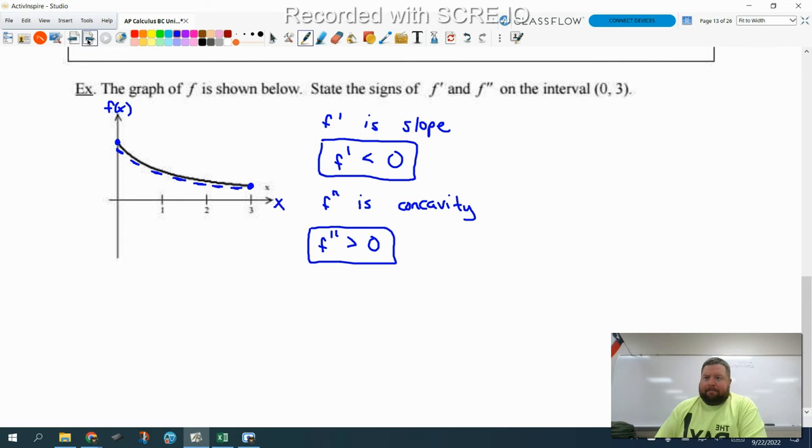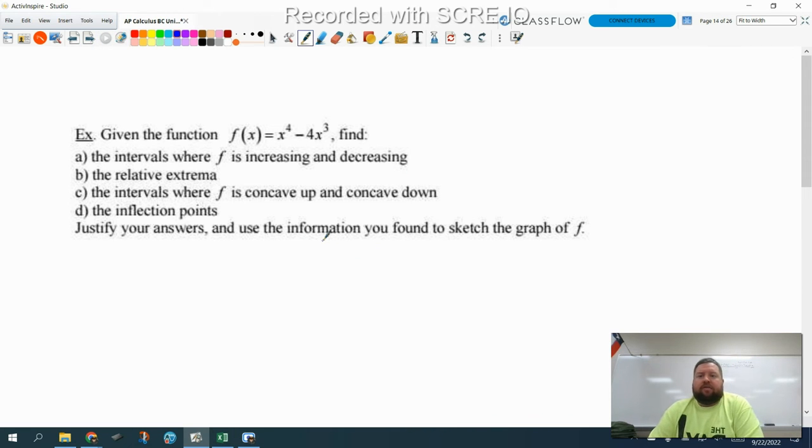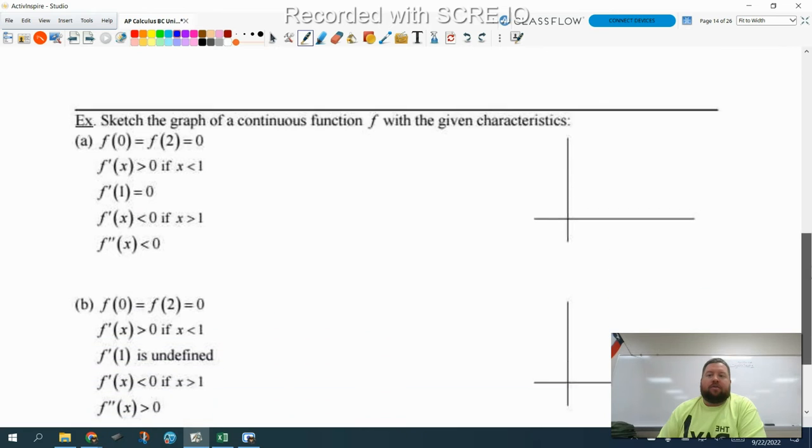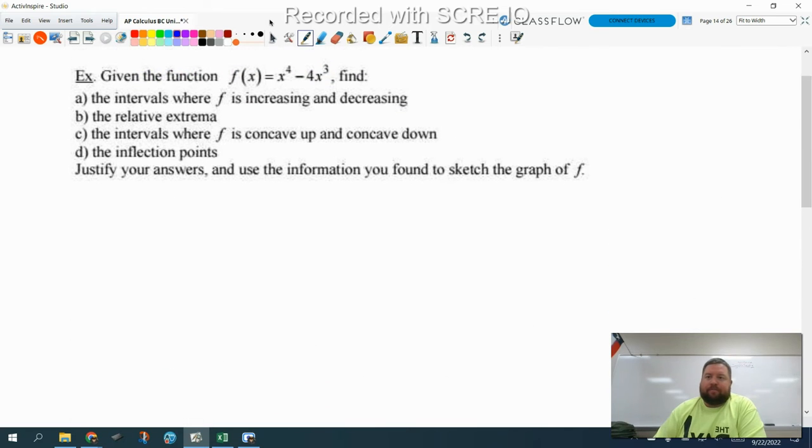All right, moving on. Given a function, we're going to find all of this stuff. A and B are from our previous lessons. C and D are from today. Then we're going to justify all of our answers and we're going to sketch a graph. Our sketch is going to be even better than the graphs we sketched yesterday.